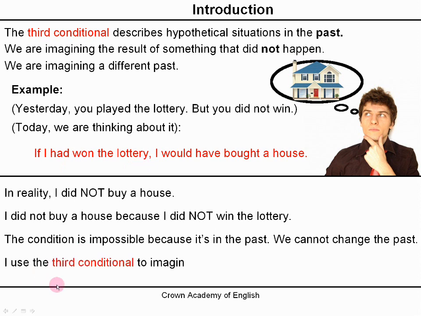So I use the third conditional to imagine a different past. So if I had won the lottery, I would have bought a house, but unfortunately I did not win the lottery.